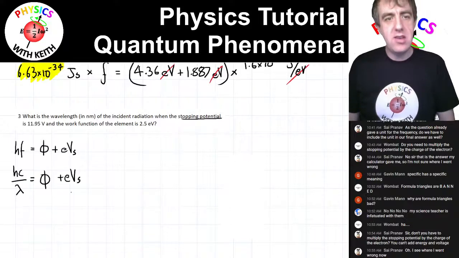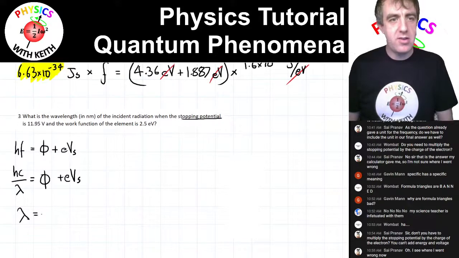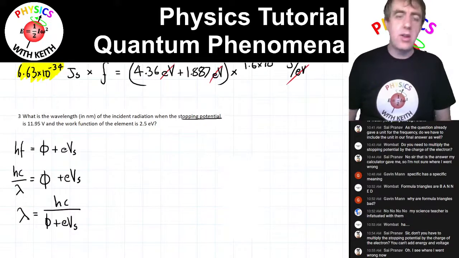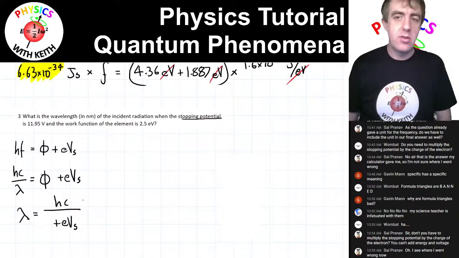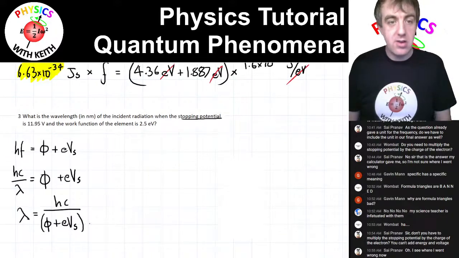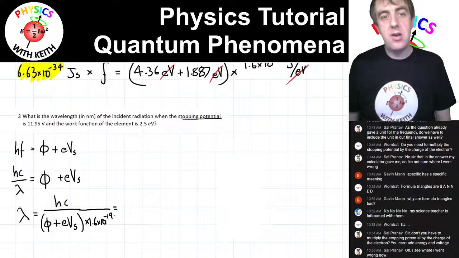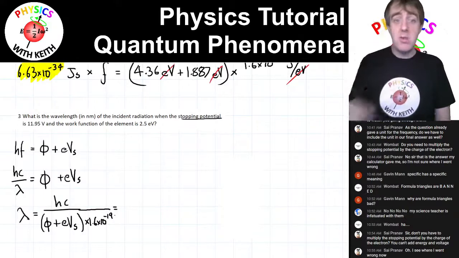plus eVs. So I want lambda to equal, and again, if you are getting fluent with algebra, you can, I mean, how are you going to do that in a formula triangle? You can't. Don't use formula triangles. There are GCSE equations that formula triangles will trip you up on. But be careful, because this is in the wrong unit. So I need to times that by 1.6 times 10 to the minus 19. Plug my numbers into that.